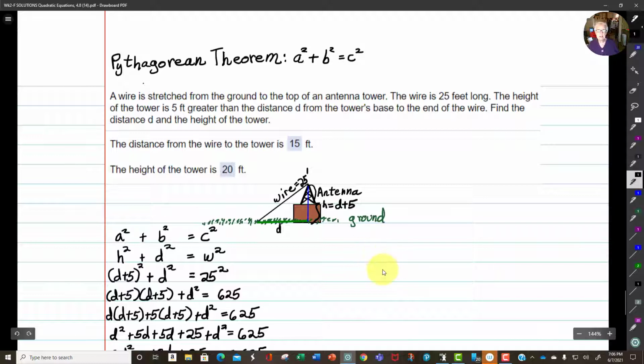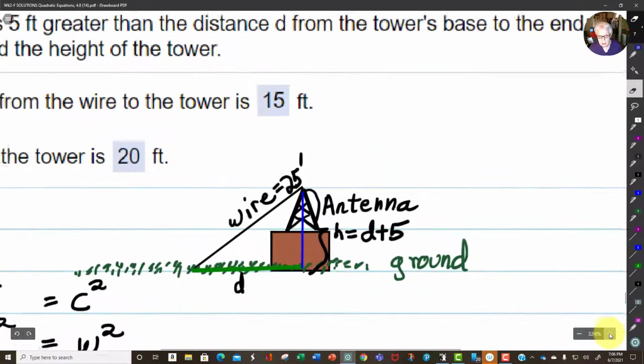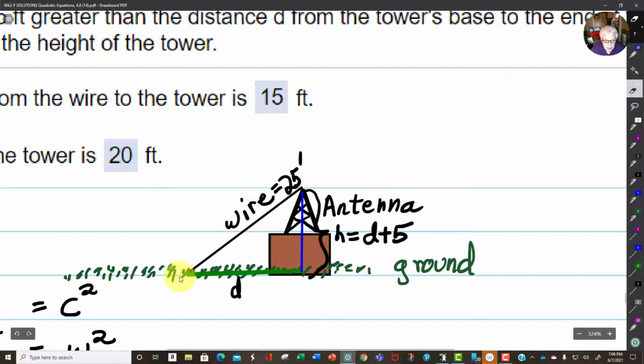Now we've got a Pythagorean theorem problem. Remember that when you have a right triangle, well, I stand no chance of drawing a right triangle. I stand a good chance of drawing a wavy triangle. So let me make this bigger. I actually have drawn a triangle here with the straight line tool.